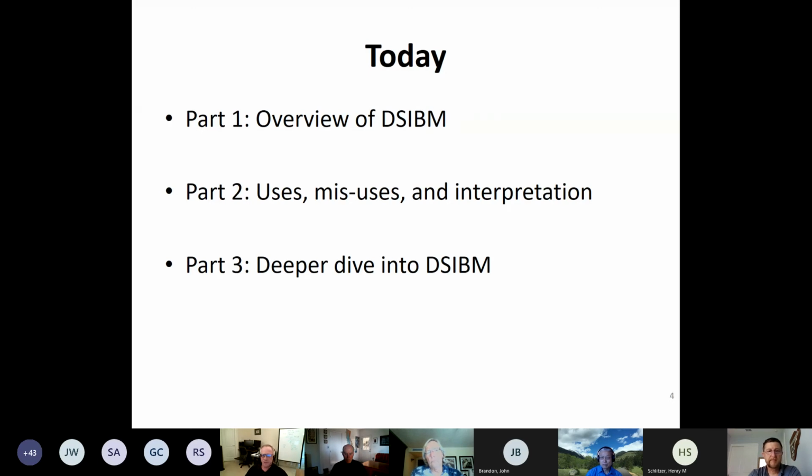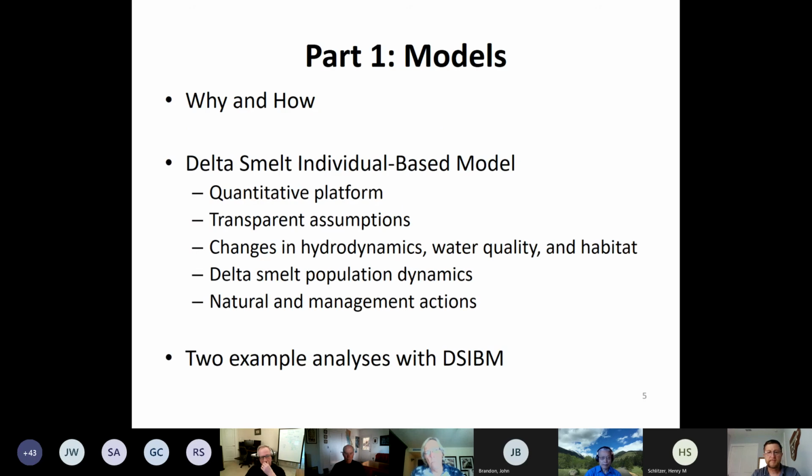Part 2 takes a step back even, and focuses really on, in general, how do you use these models to answer questions and interpret the results. And then I will sprinkle that with specifics about the Delta Smelt model. And then finally, part 3 is we're going to go deeper into the Delta Smelt model and specifically blow up or expand on some of the processes and questions it has answered and perhaps could be used to answer. So a very general overview, because I always think it's important to know how we got here.